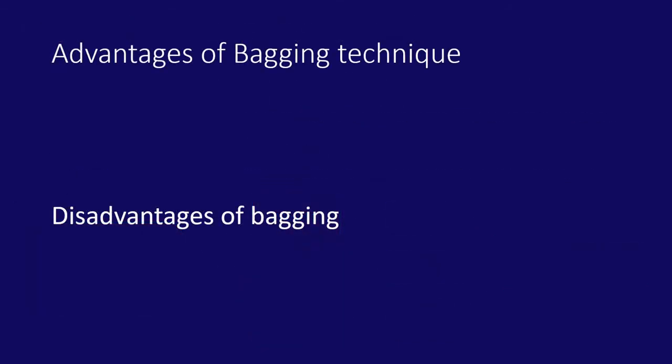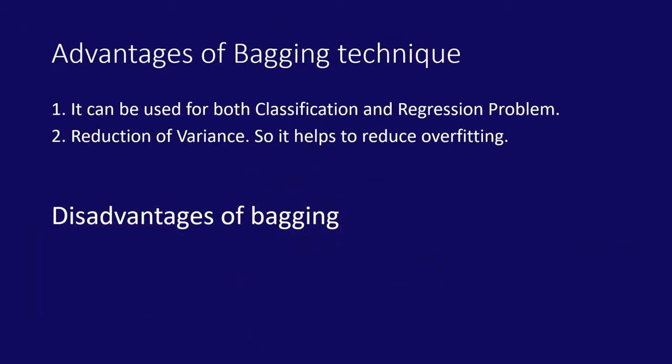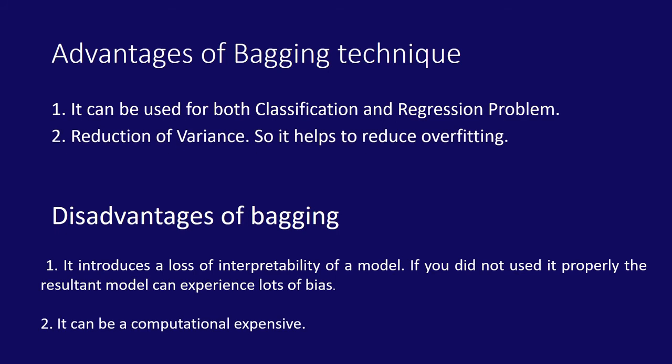There are advantages of the bagging technique. First, it can be used for both classification and regression problems. Second is reduction of variance, so it helps to reduce overfitting. Disadvantages of the bagging technique are: first, it introduces a loss of interpretability of a model. If you do not use it properly, the resultant model can experience lots of bias. Second, it can be computationally expensive.